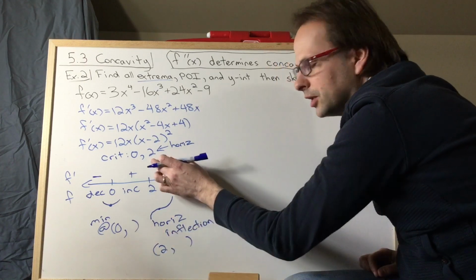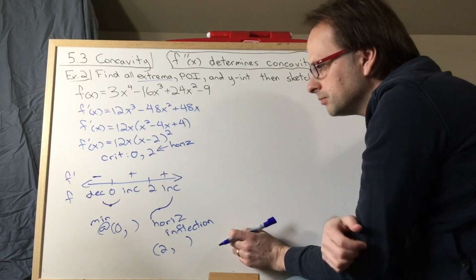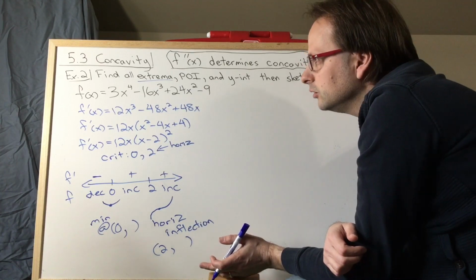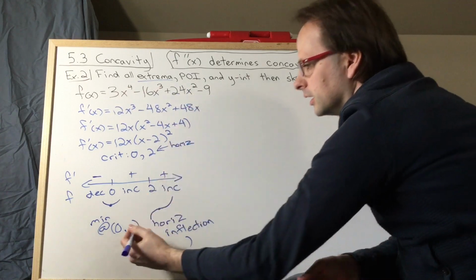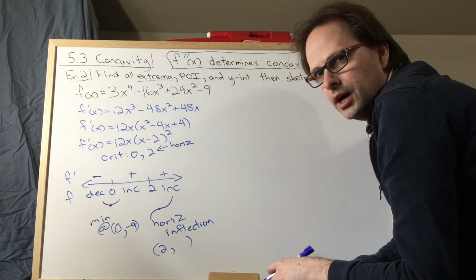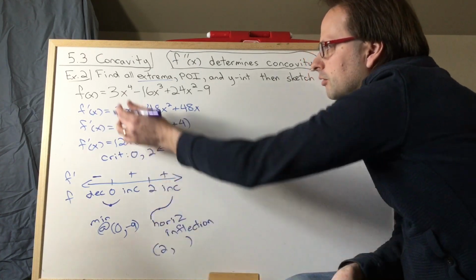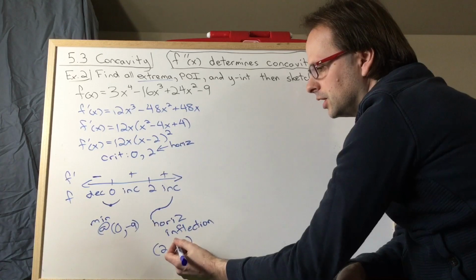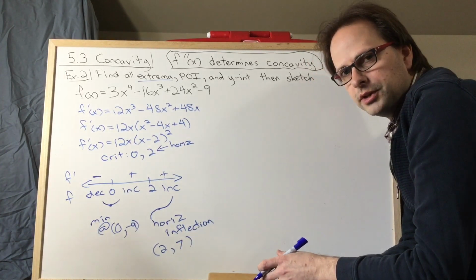We know that it's horizontal at that point because it was a critical value of the first derivative. Let's find some y values. If I throw in 0 into this original, I'm going to get negative 9. So there is a minimum at (0, -9). And this horizontal inflection is going to occur at 2. If I put in 2 to my original function, I'm going to get 7. There's all our work with the first derivative done.